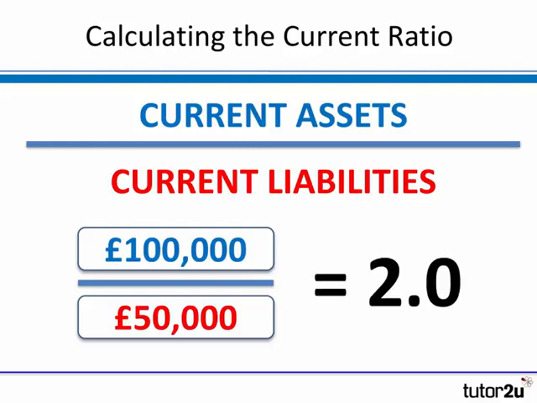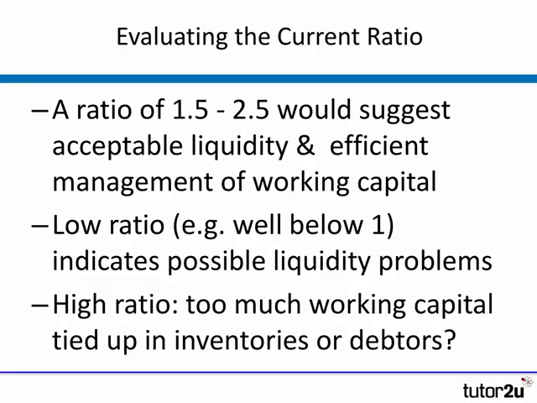So the current ratio is 2. In other words, current assets are twice the level of current liabilities. Well, that's your ratio calculated, but I guess the most important thing is, what does it mean?